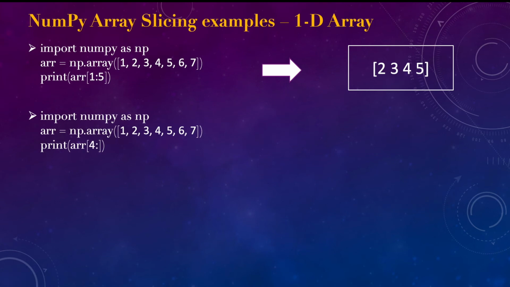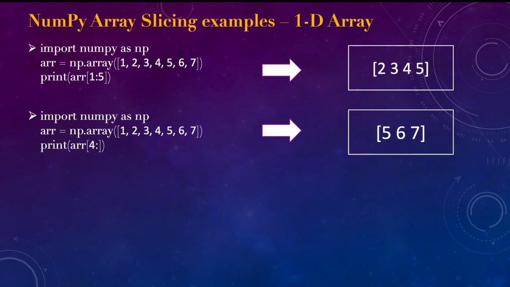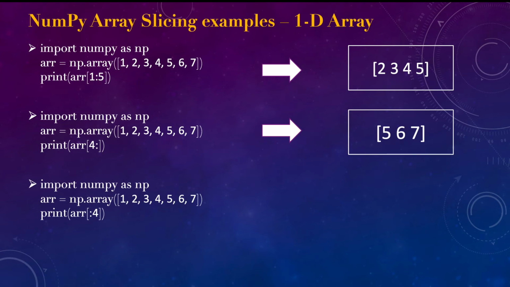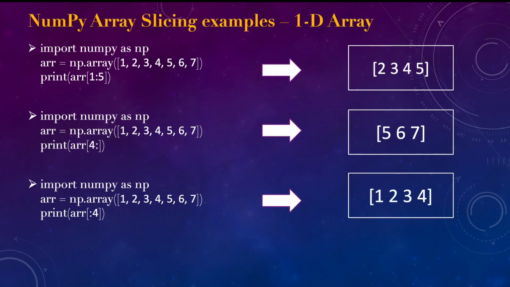Second example, we are giving only the start index and not the end index. So we are going to get the elements whose index number starts from 4 till the end of the array. So here you are going to get 5, 6 and 7th element. Now the third example, we are not giving the starting index, we are giving only the end index. So we are going to get all the elements whose index number starts from 0 till index number 3. That is, you are going to get the elements 1, 2, 3 and 4.